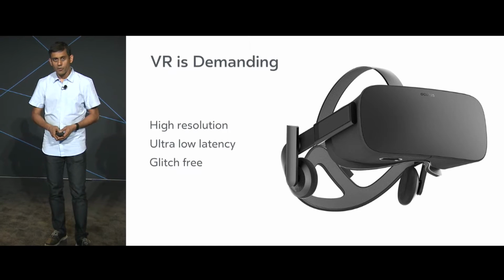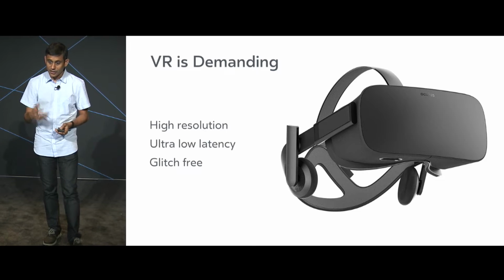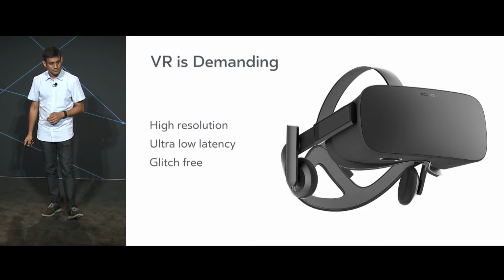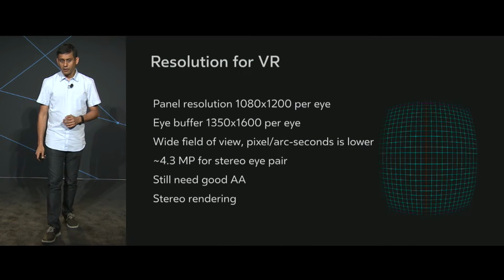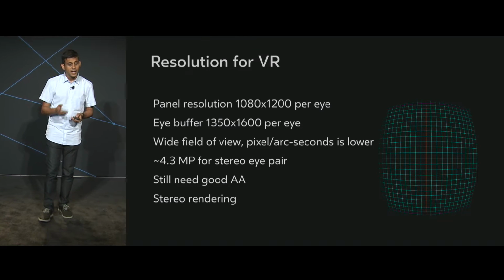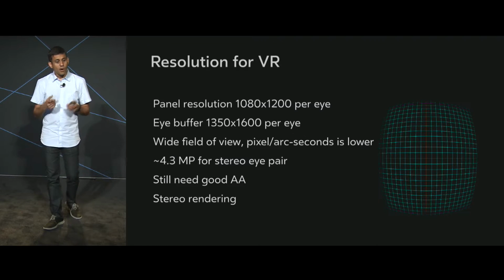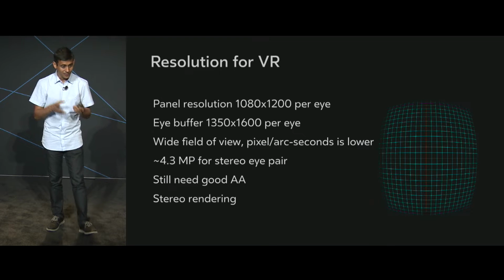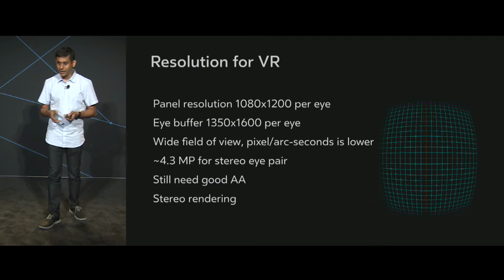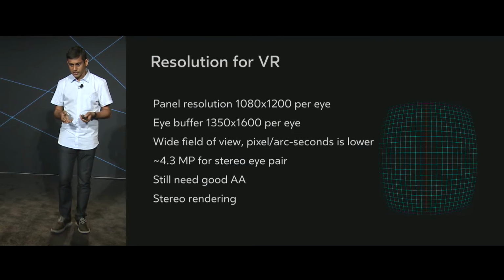So as you all know, VR is very demanding. Trying to drive high resolution at low latency in a glitch-free fashion just pushes the limits of systems in ways very few problem spaces do. For the Oculus Rift, our panel resolution is going to be 1080 by 1200 pixels per eye. However, we want to render our eye buffers at even higher resolution. We would recommend 1350 by 1600 pixels per eye, and that's to account for the lens distortion that we have.